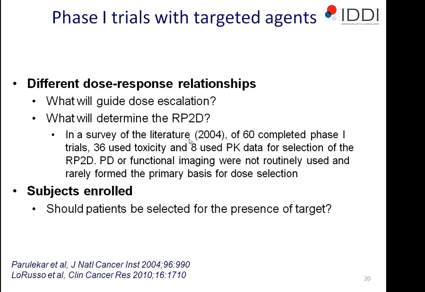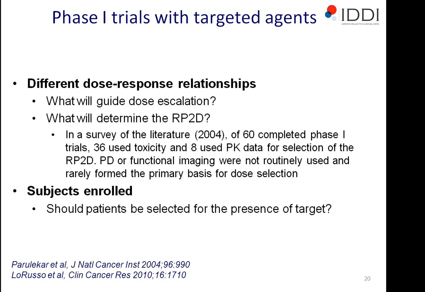In a survey of 60 completed phase 1 trials, most of them used the regular or the typical parameters used in cytotoxic chemotherapy, namely toxicity. Sometimes pharmacokinetics was used, but very, very seldom were pharmacodynamics or functional imaging used to determine the recommended phase 2 dose. And this would be something to consider, because this might make the trial more attractive in many regards.